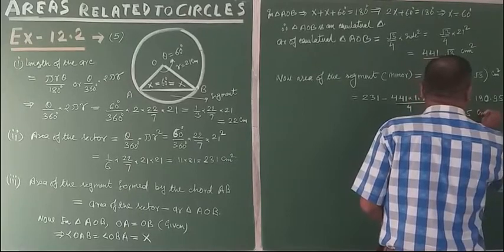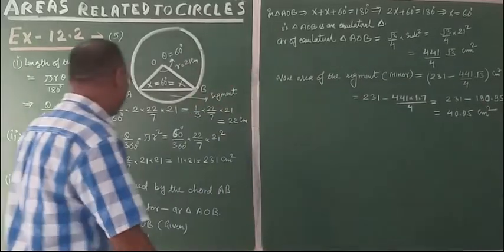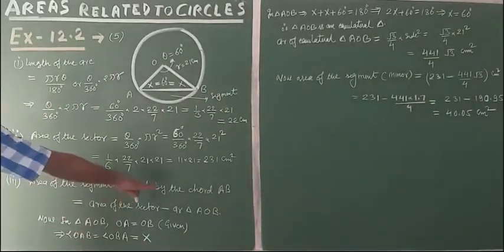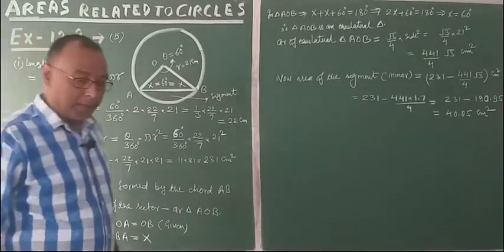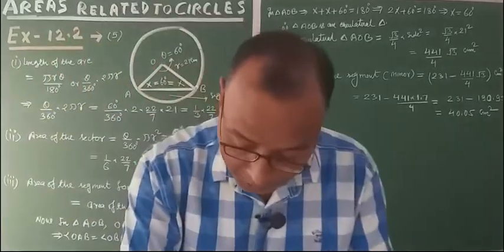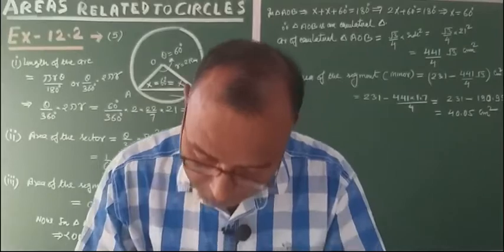So when you will get 40.05 centimeter square. So what will be the area of this segment which is formed by the chord AB? That is 40.05 centimeter square. Is it okay? And now coming to the question number 14.